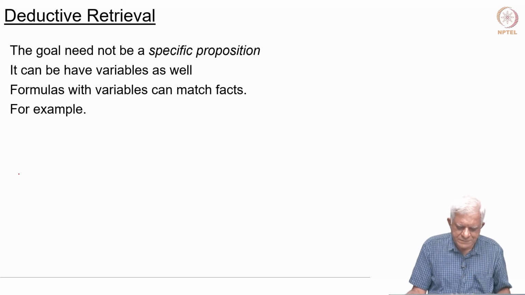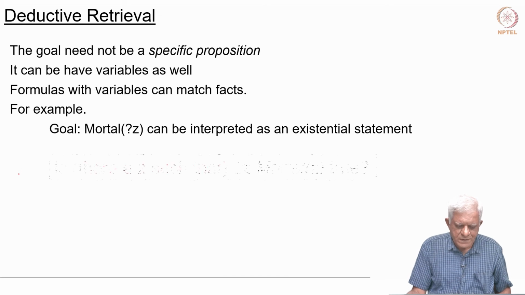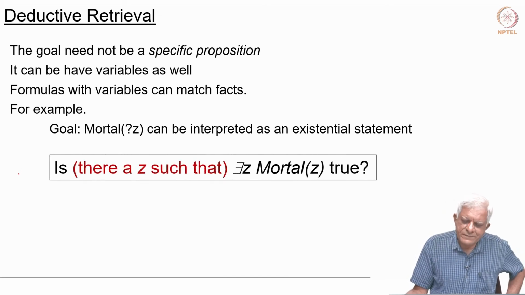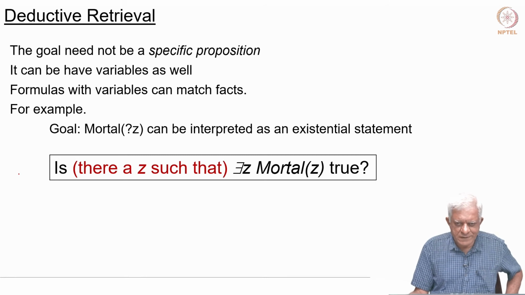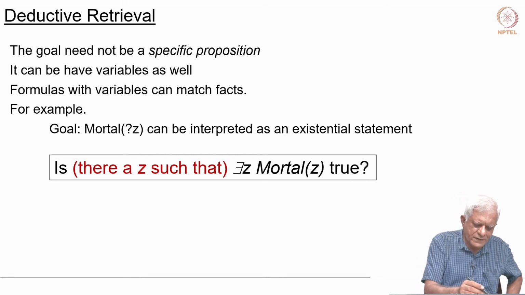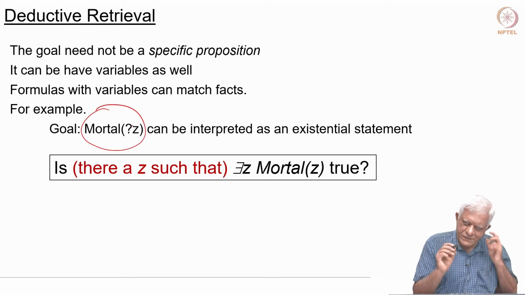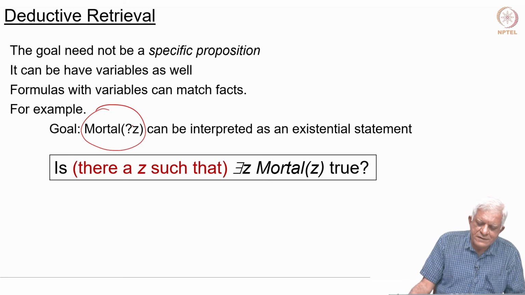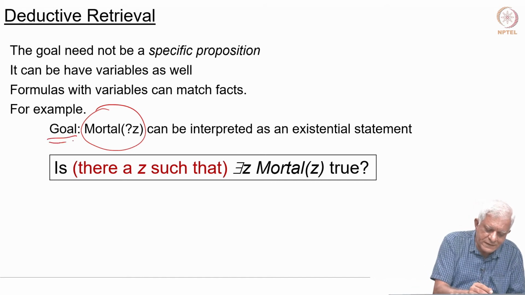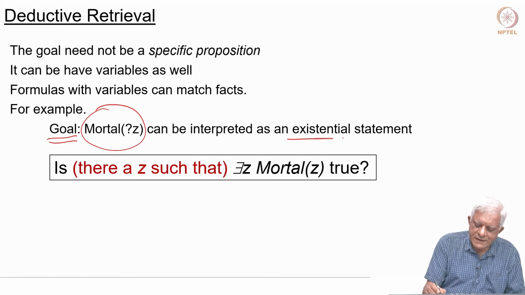So, here is an example. If you want to have a goal, you do not want to just show that Socrates is mortal. You want to ask, is there someone who is mortal? So, if you write the goal with a variable, which on the surface looks like a universally quantified variable, but it is a goal, then it must be treated as existential. So, this question mark inside a goal should be treated as existential essentially.